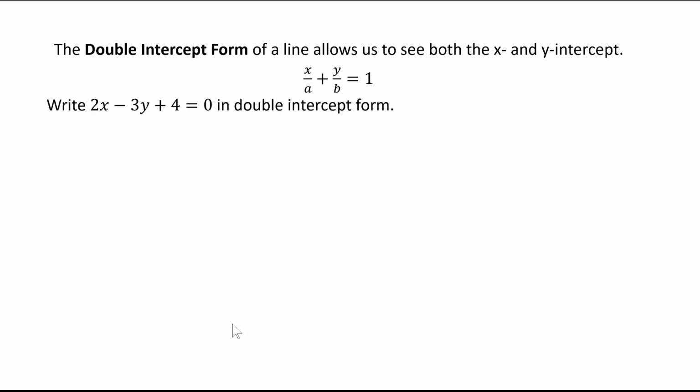All right, so that's the general form of a linear equation. Another form that you'll see sometimes is the double intercept form. This form allows you to see the x and y intercepts of the line really quickly, because if you put your line in this form, that denominator for the x fraction is your x-intercept, and the denominator of the y fraction is your y-intercept for that line.